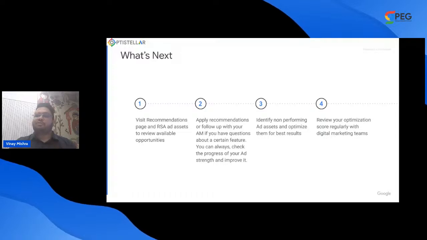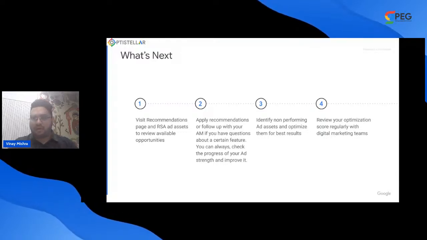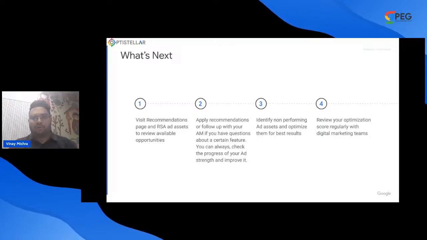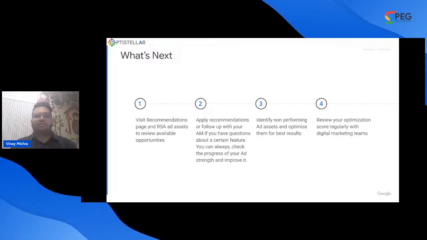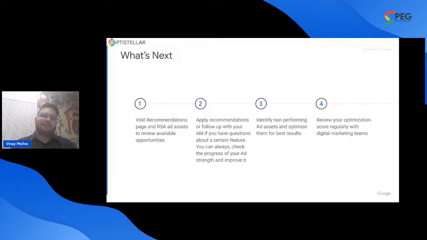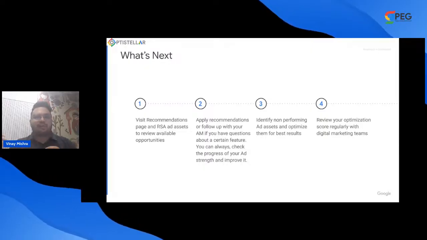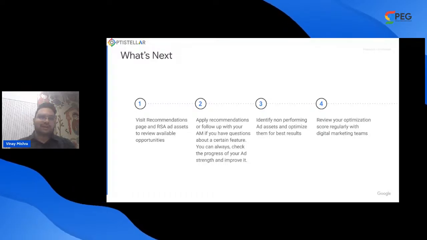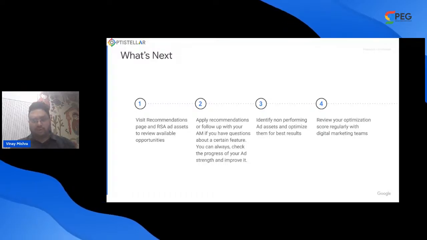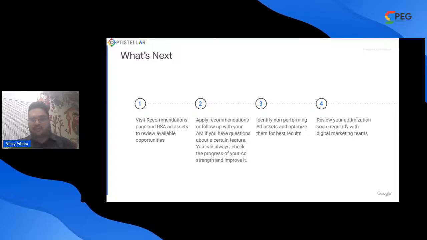And it is also important for you to identify what is not performing as well. So identify your non-performing assets, and also make sure that you're optimizing them for the best results. There is always something you can do, let's say if there's something not serving, to make sure that it is serving right. Not just serving, but importantly serving right.